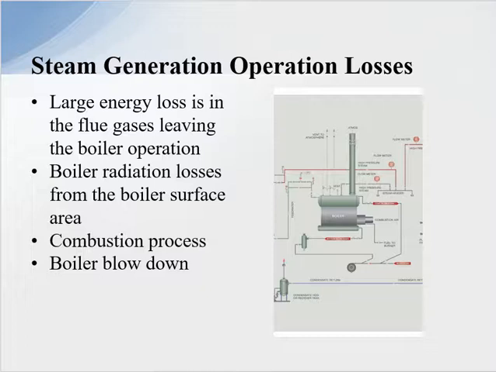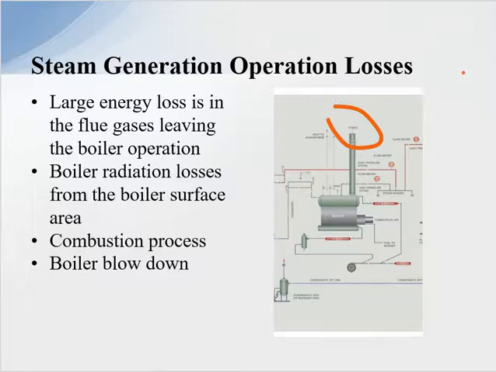Let's just talk about the steam generation operational losses. Probably one of the largest losses is the flue gases leaving the boiler operation. So right here is the flue gases coming out the boiler. And that can be attributed to 12, 14, 16% of the energy that you put in the boiler is going to be lost up into the atmosphere due to a number of reasons, which I'll discuss in other videos, but not this one.